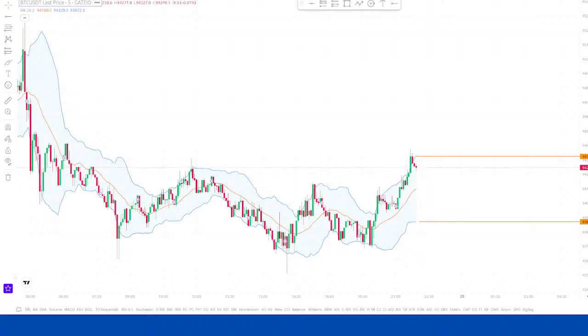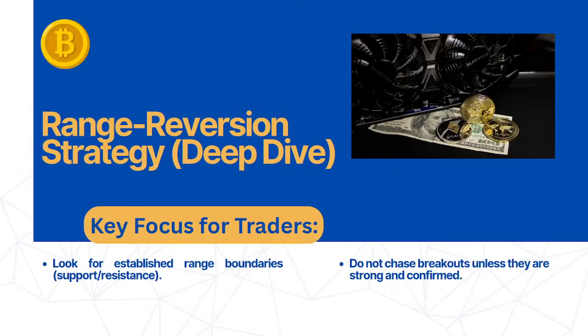So now we trade during those hours using Bollinger Bands, and especially on weekends during those hours, we say it is a range reversion strategy, and that is the Bollinger Bands I am referring to. One of the key focuses for a trader to master is to look for the established range boundary, the support and resistance I just mentioned.